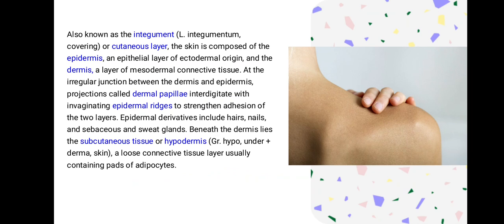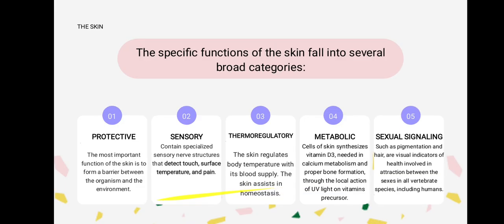Next, epidermal derivatives include the hair, nails, and sebaceous and sweat glands. Beneath the dermis lies the subcutaneous tissue or the hypodermis. Hypo means under, derma means skin. It is the loose connective tissue layer usually containing pads of adipocytes.